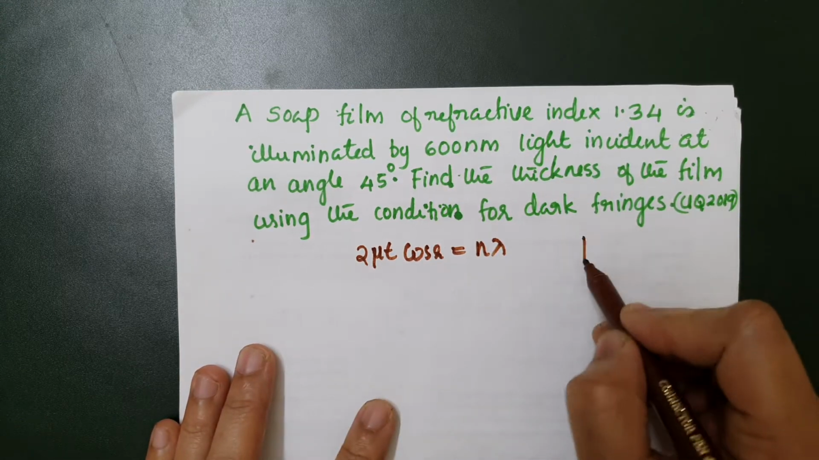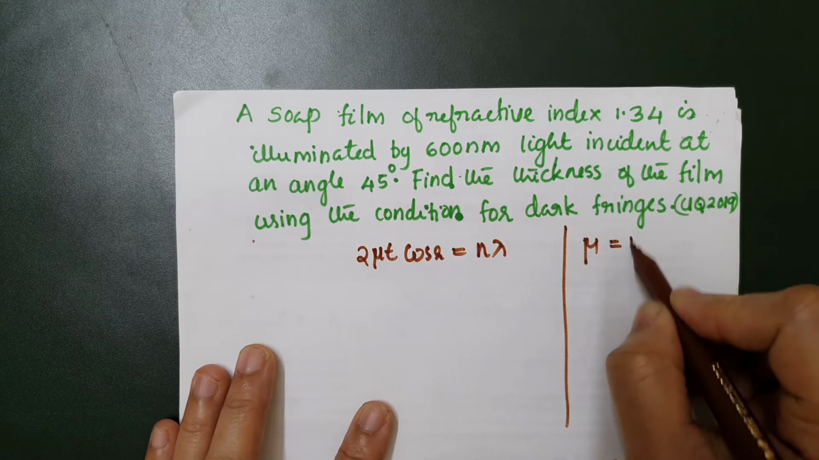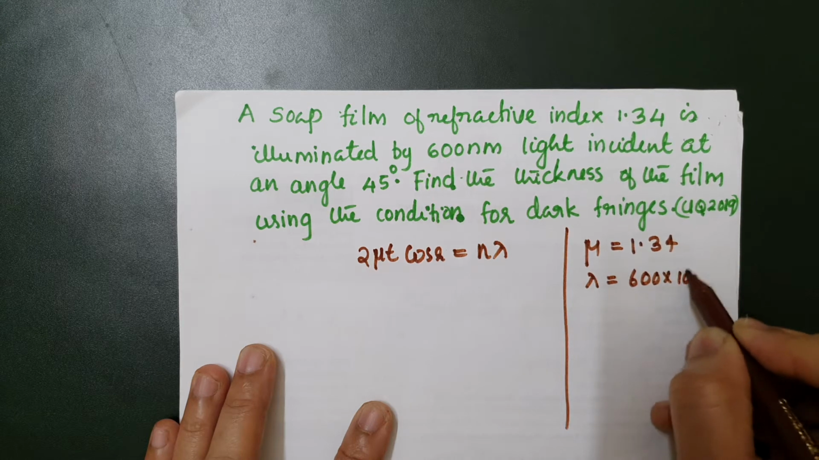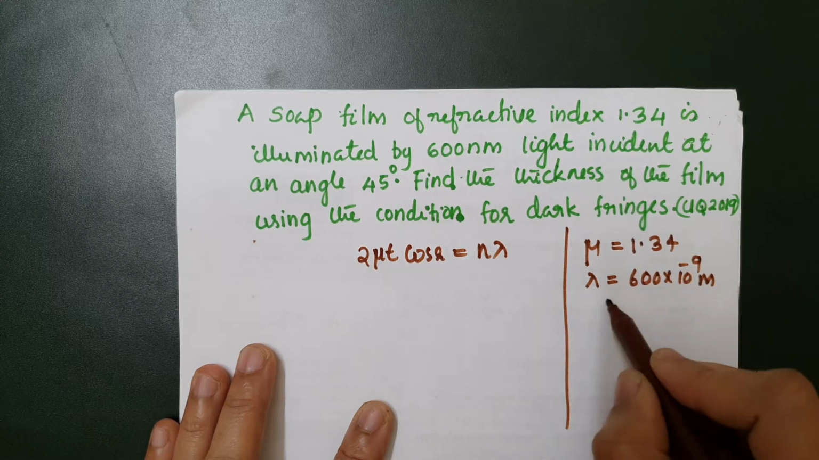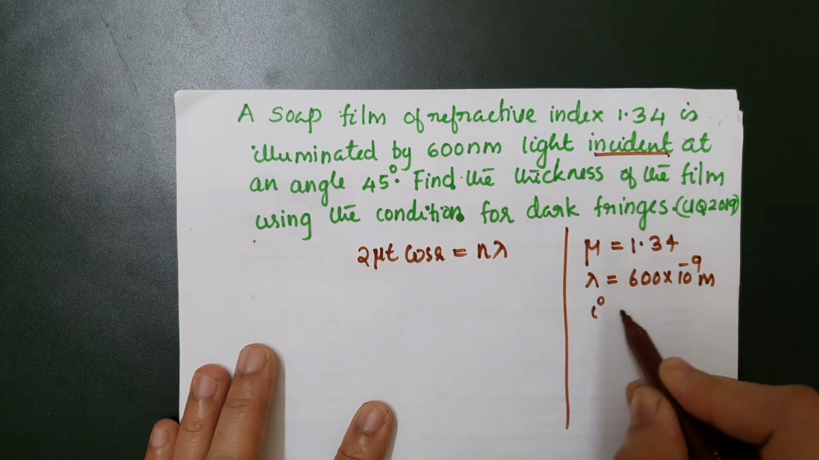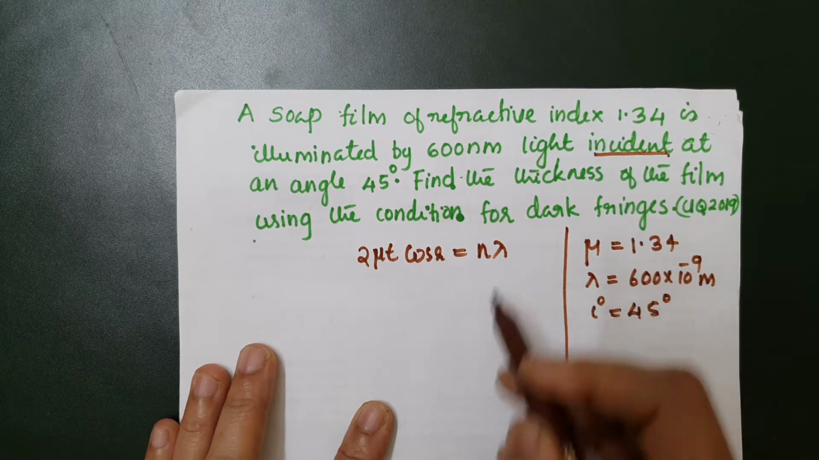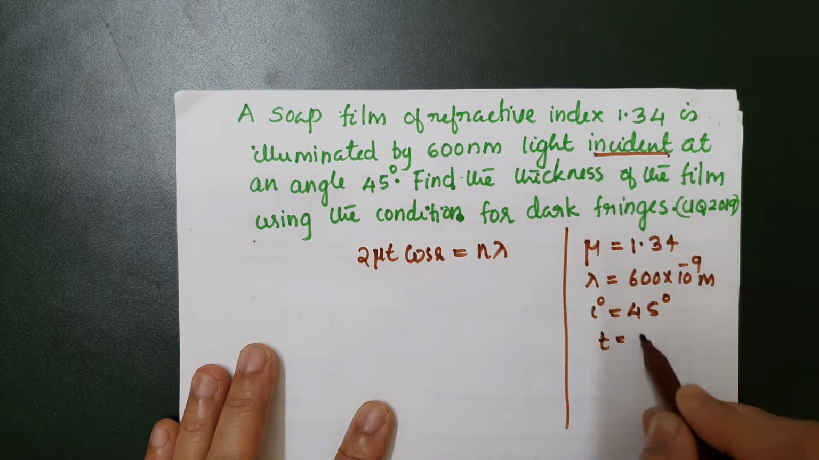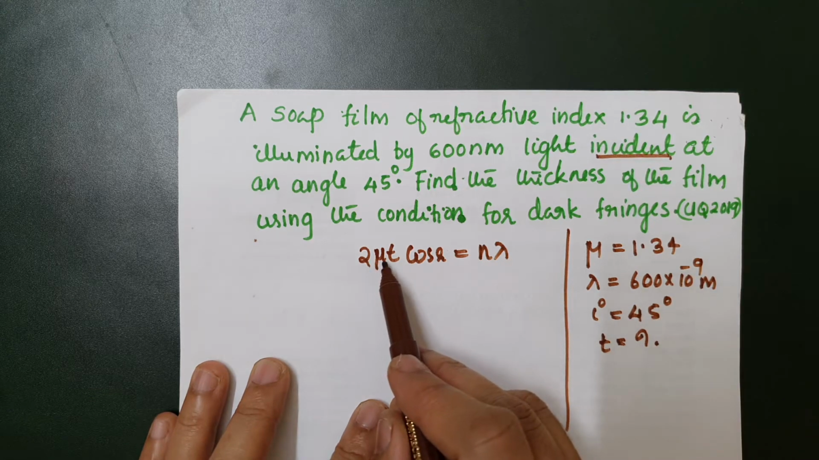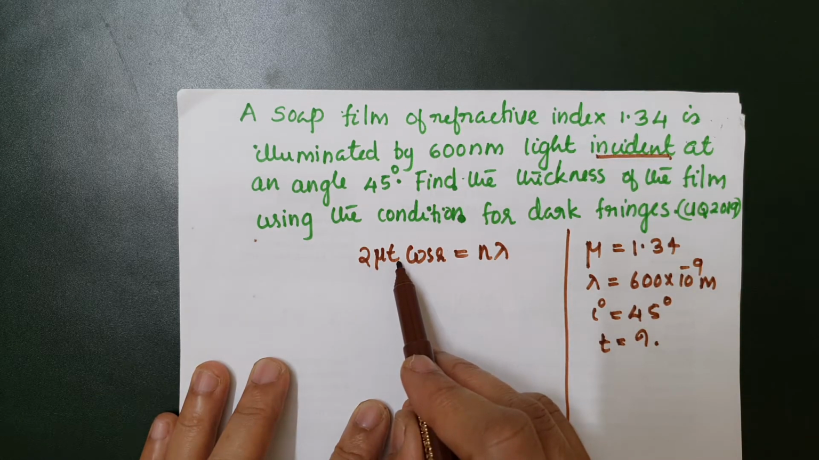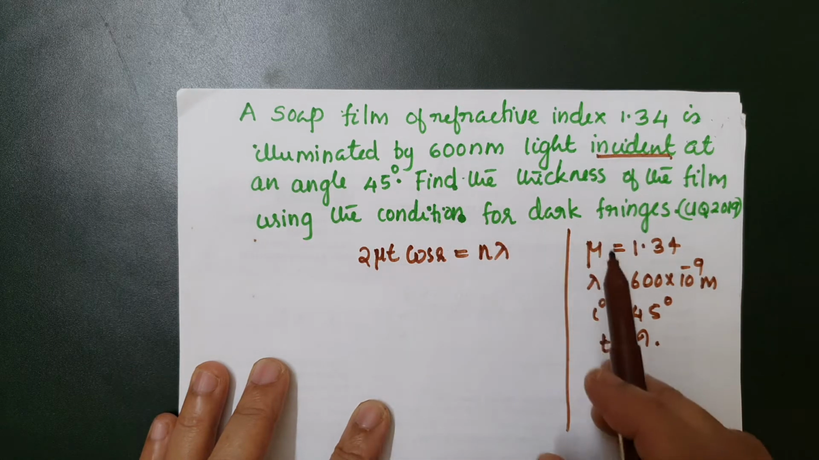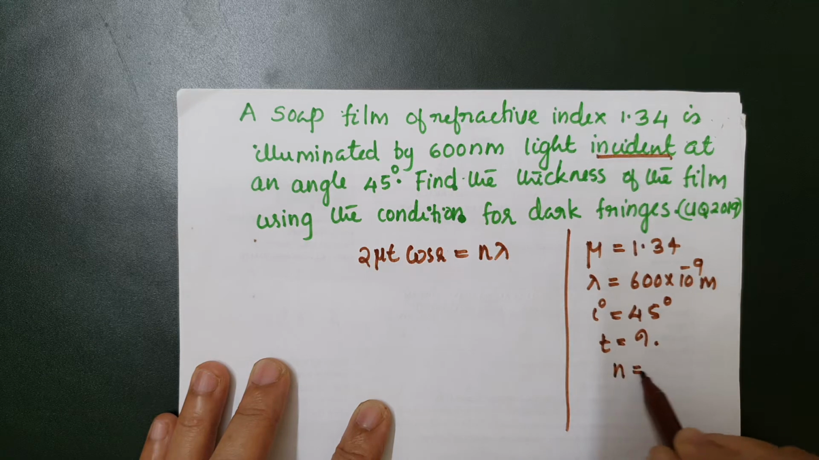Here mu is given as 1.34 and lambda is given as 600 into 10 to the minus 9 meter, and the angle of incidence i is equal to 45 degrees. We need the thickness of the film using the condition for dark fringes. So here 2 mu is given, t has to be found out, cos r has to be found out, and the value of n is not given, so we are writing it as n is equal to 1.